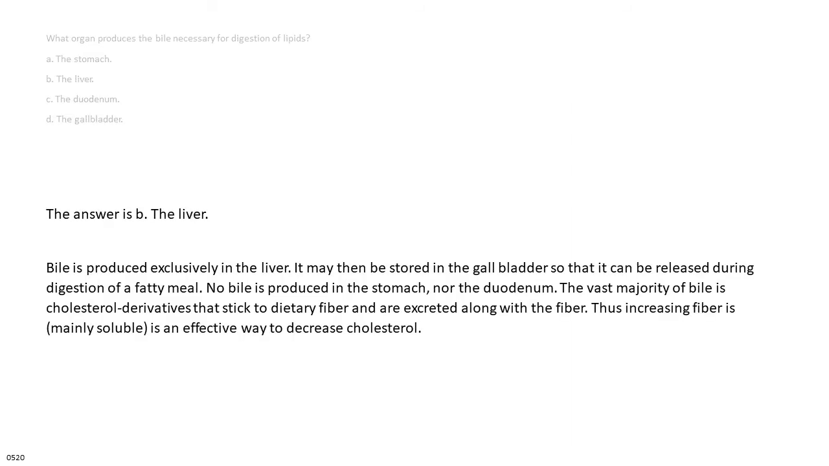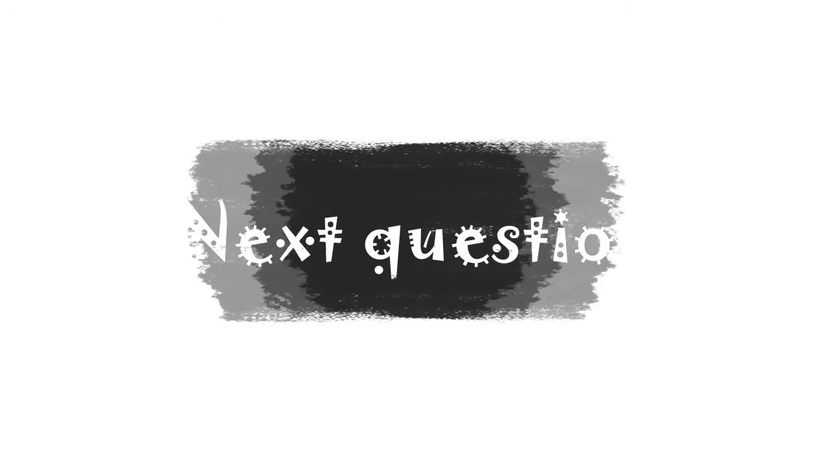Bile is produced exclusively in the liver. It may then be stored in the gallbladder so that it can be released during digestion of a fatty meal. No bile is produced in the stomach, nor the duodenum. The vast majority of bile is cholesterol derivatives that stick to dietary fiber and are excreted along with the fiber. Thus increasing fiber, mainly soluble, is an effective way to decrease cholesterol.